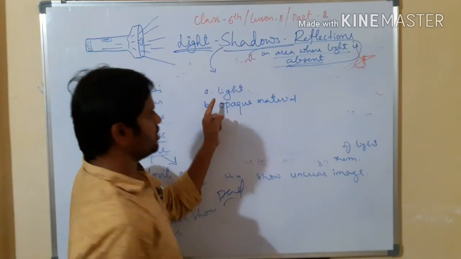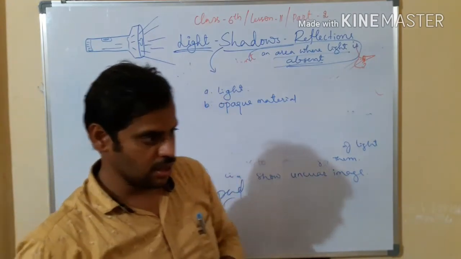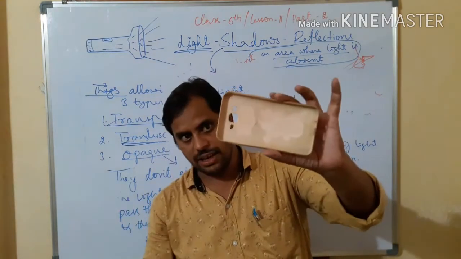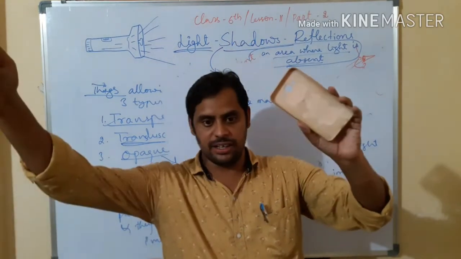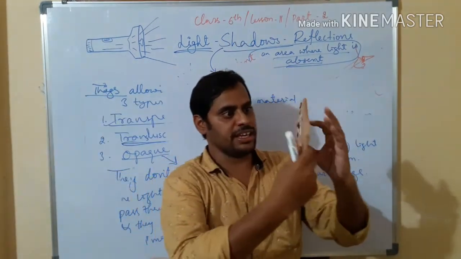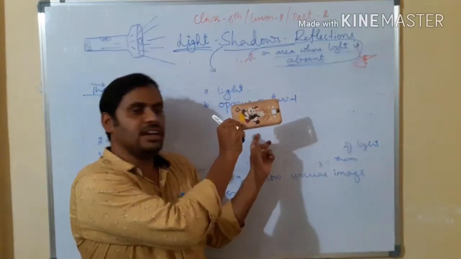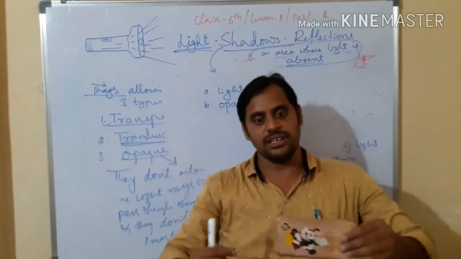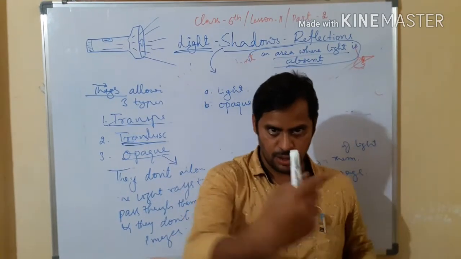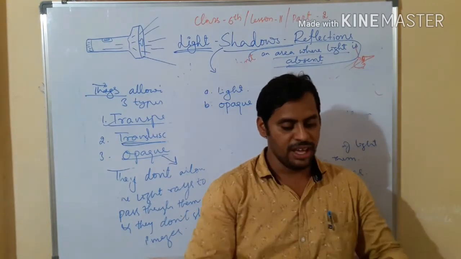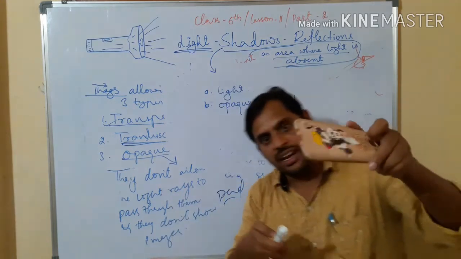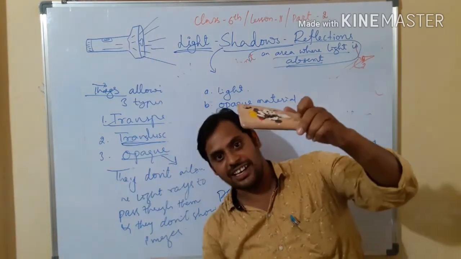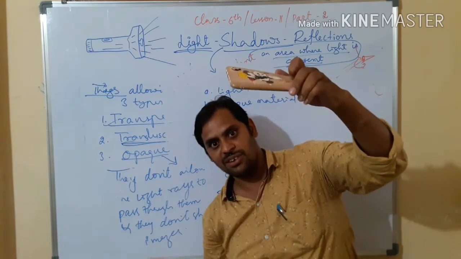Number one, light. Number two, opaque material. Okay, very good. Now, this is the opaque material and it is a light source. When I keep it like this, I am able to get the shadow. Okay, imagine I went outside my home and I took a torchlight and focused the light on this opaque material toward the sky. Can I see the shadow?